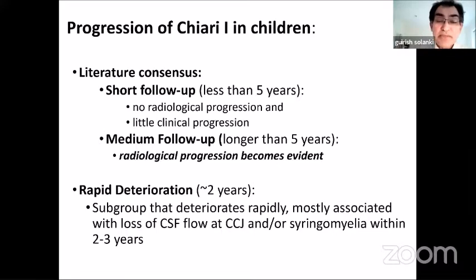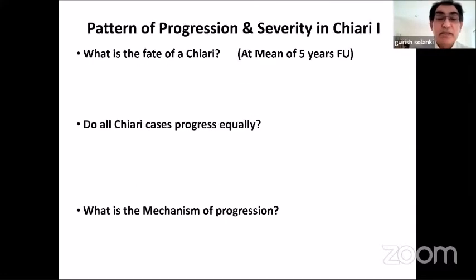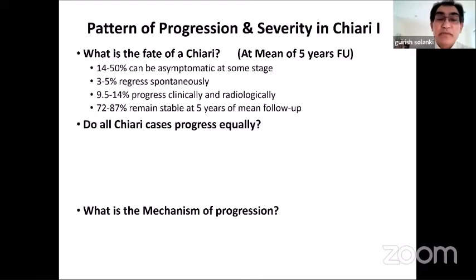But there is also a subset of children under 2 years that can progress rapidly. That means under 2 years of disease onset rather than 2 years of age. And that subgroup can lead to obstruction of CSF at the craniocervical junction more rapidly, development of syringomyelia, and they may need surgery more quickly.